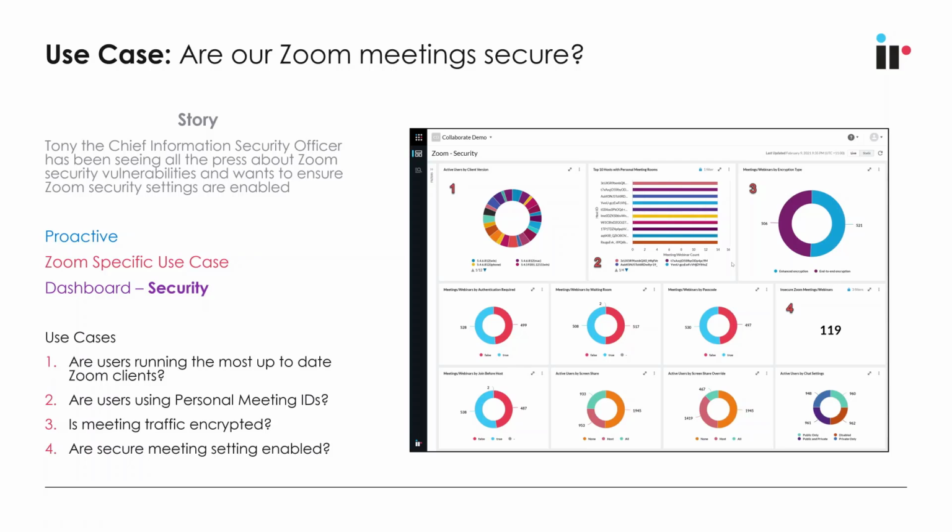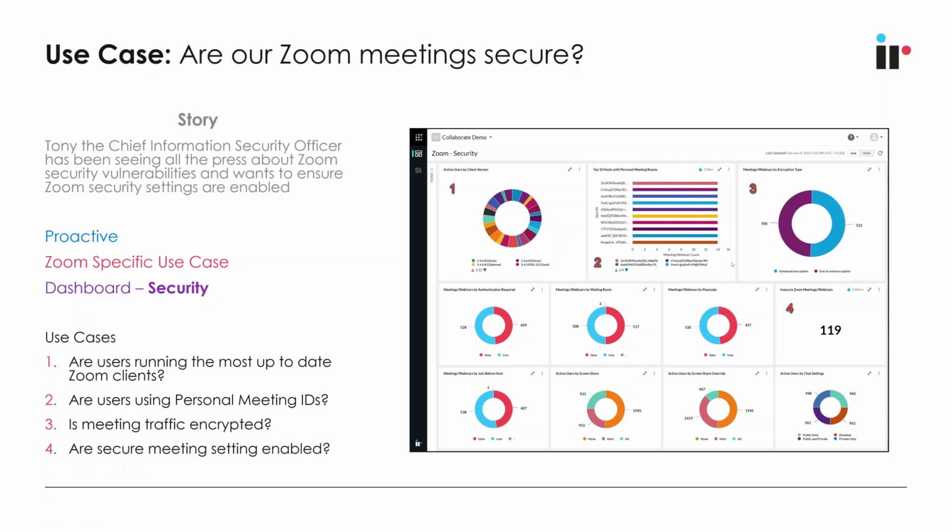But also a lot of it was around people not understanding the configuration options within Zoom and how you can configure Zoom to ensure that your meetings are secure. So I'm going to concentrate on that side of things at the moment.